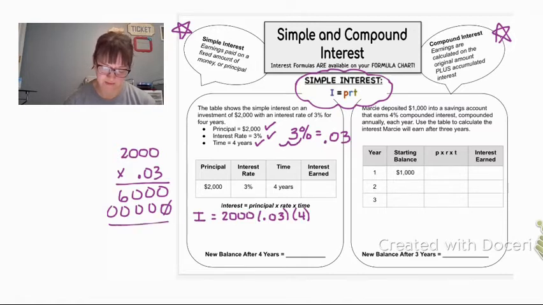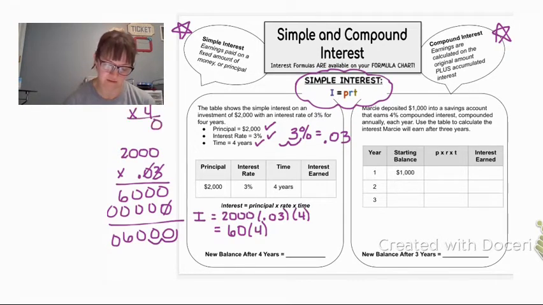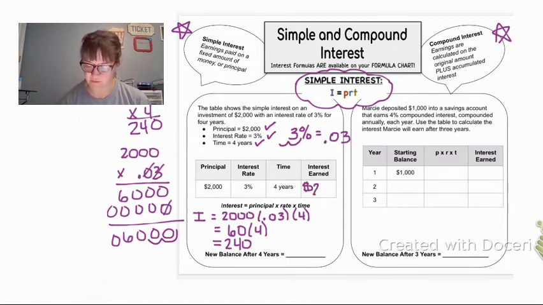Then we'll just add. And then in the problem, we had 2 digits following the decimal. So in our answer, we'll have 2 digits following the decimal. So that gave us 60, and then that's times 4. So 60 times 4 equals 240. So the interest you would earn in that account over 4 years is $240.